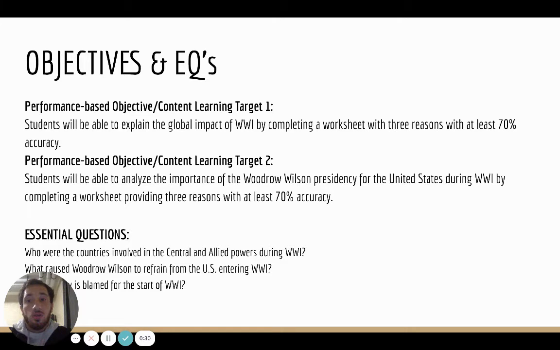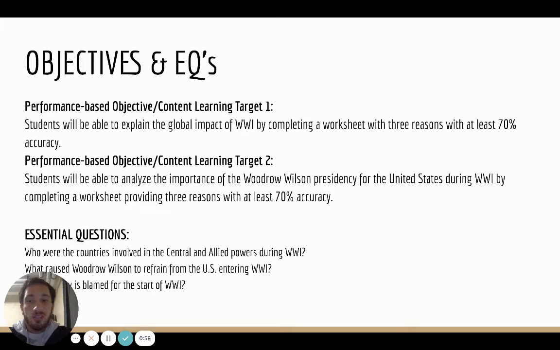So to begin the unit and today's lesson, we're going to be talking about what our objectives are. I'll go ahead and read those. Students will be able to explain the global impact of World War I. By the end of this lesson, I want you to understand how World War I impacted countries across the globe, mainly in Europe and in the United States, obviously. I want you to understand what particular impacts World War I had on those countries in Europe and the United States.